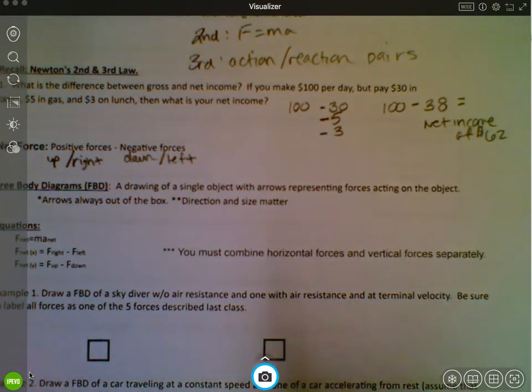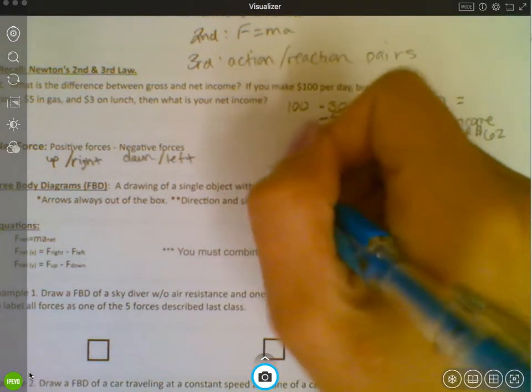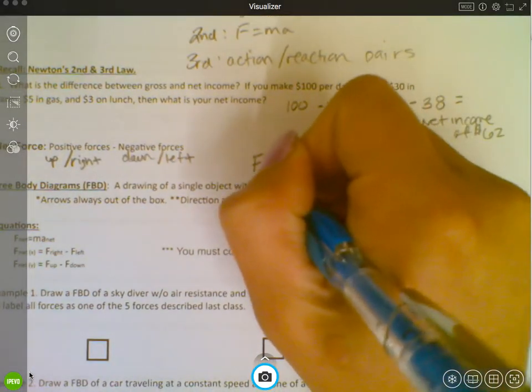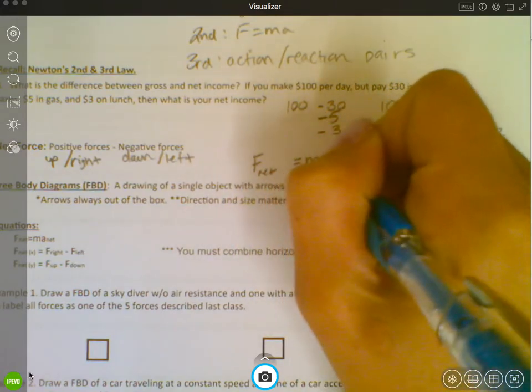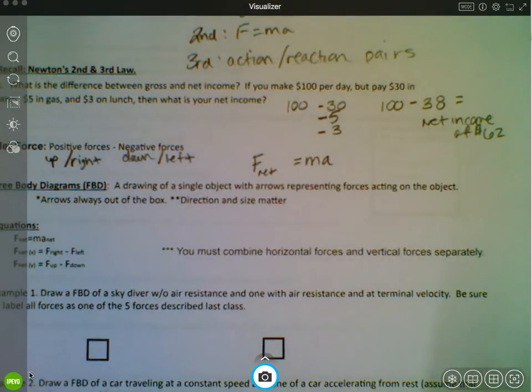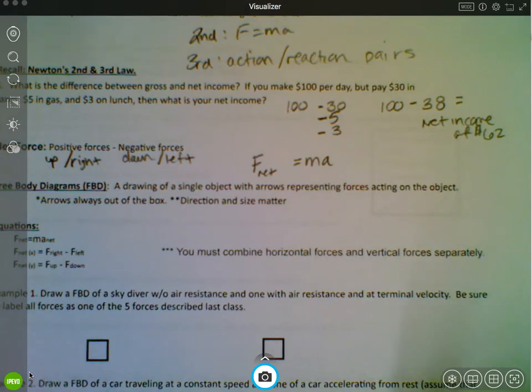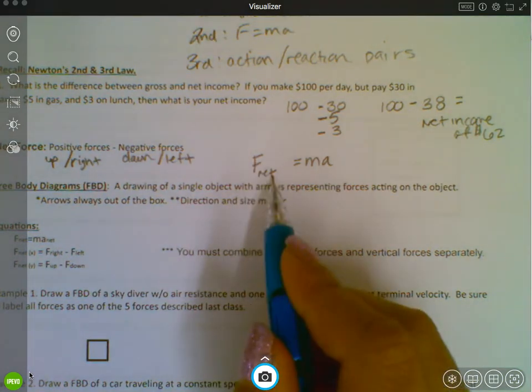And the adjustment I want to make on this equation is that really that second equation should say net force equals ma. So we will be dealing with the net force more at this point, okay, and just F net, all right?